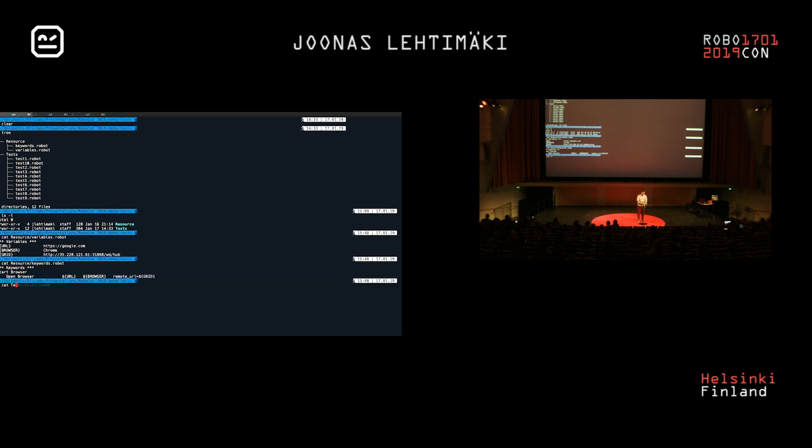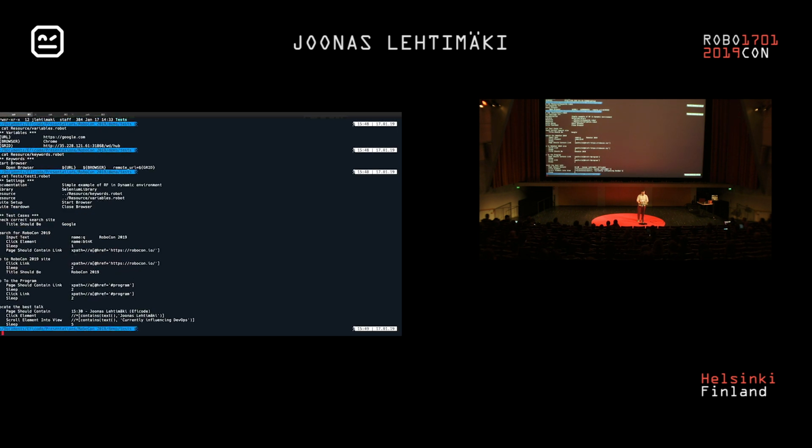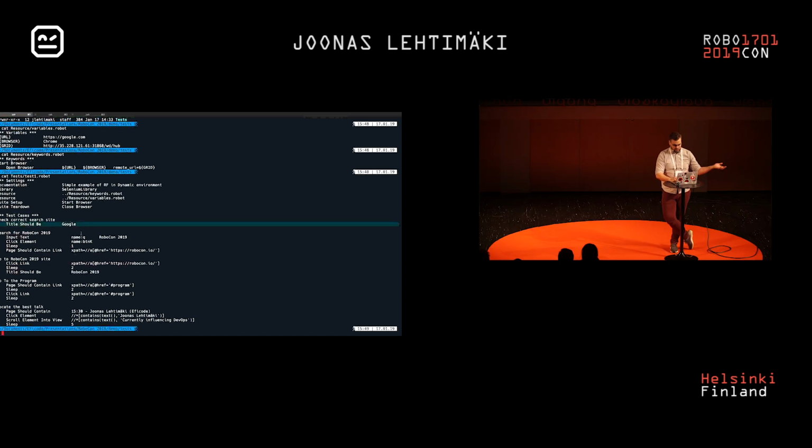So then I'll show you the test case. This is a dummy test case that I made for this. It'll go to Google, search for Robocon, then if it finds it, it'll go to that site, go to the Programs tab, and locate the best talk. And let's see if it finds it.